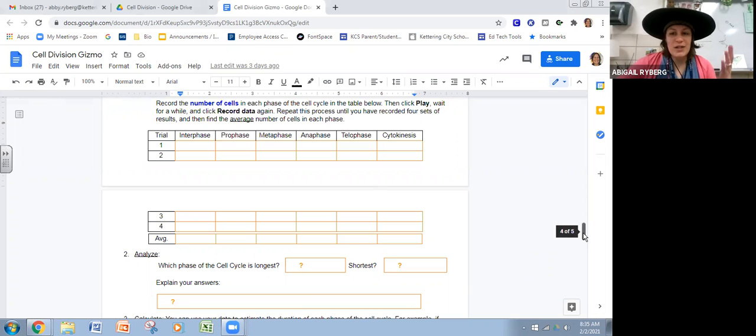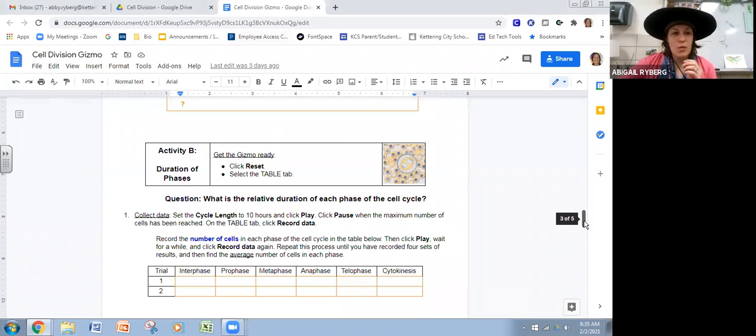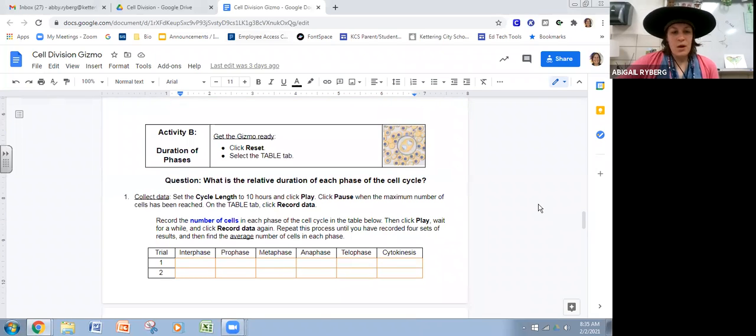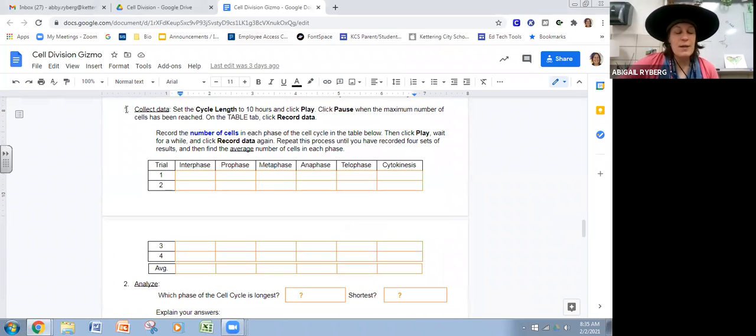So eventually in the Gizmo today, you will get to activity B, which is looking at the duration of the phases and ultimately about how long each phase of the cycle lasts. So what you'll see for step 1 in this phase, and definitely read through the procedures because it tells you exactly what to do. But just as a reminder for the math, you're going to collect the data, and all of these numbers in this big data table will be given to you, except the averages.